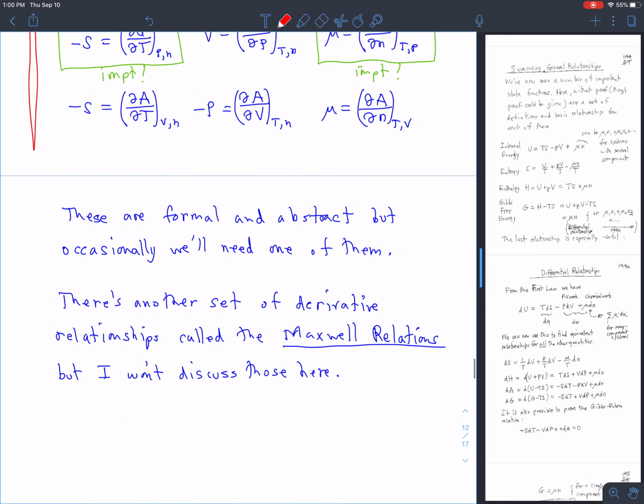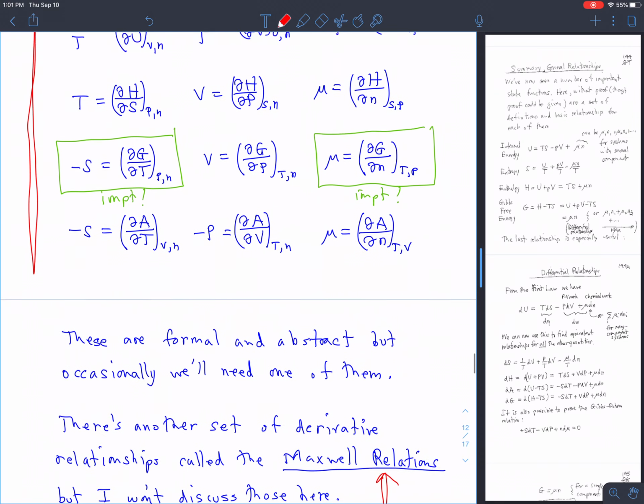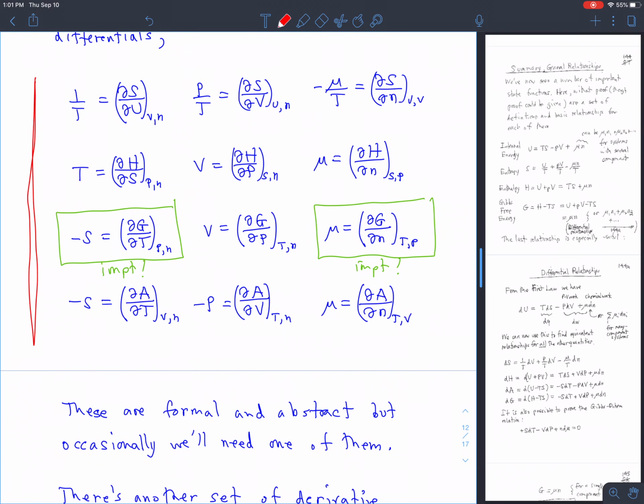They're really powerful, and there's another set of relationships called the Maxwell relations that I won't even write down because this is already abstract enough and complicated enough that I don't want to confuse people further, but I just want to point out two of them that we will use. One of them says that minus the entropy is equal to the derivative of the Gibbs free energy with respect to temperature, holding pressure and mole numbers constant. We'll use that when we're talking about the Clausius-Clapeyron relationships.